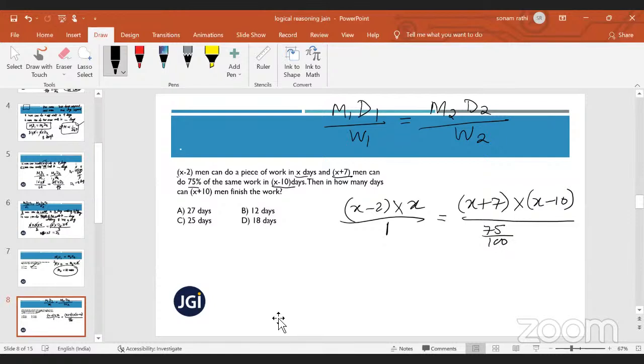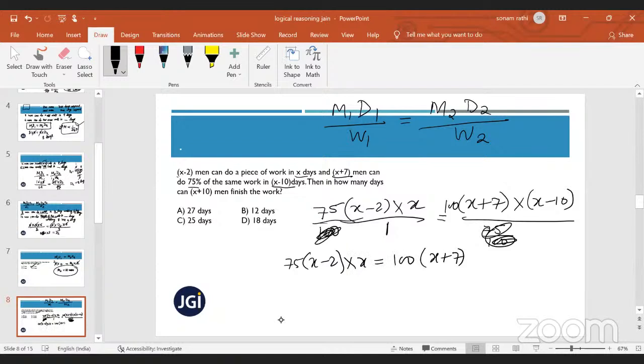Now what should I do? I will multiply the 75 into 100 on this side. So it will go over here, 75 upon 100. This 100 will go over here. So 75 (X minus 2) into X equals 100 (X plus 7) into (X minus 10). Okay. 75, 25 3 times, 25 4 times. Now you have to solve it. There's no other way. So solve it.